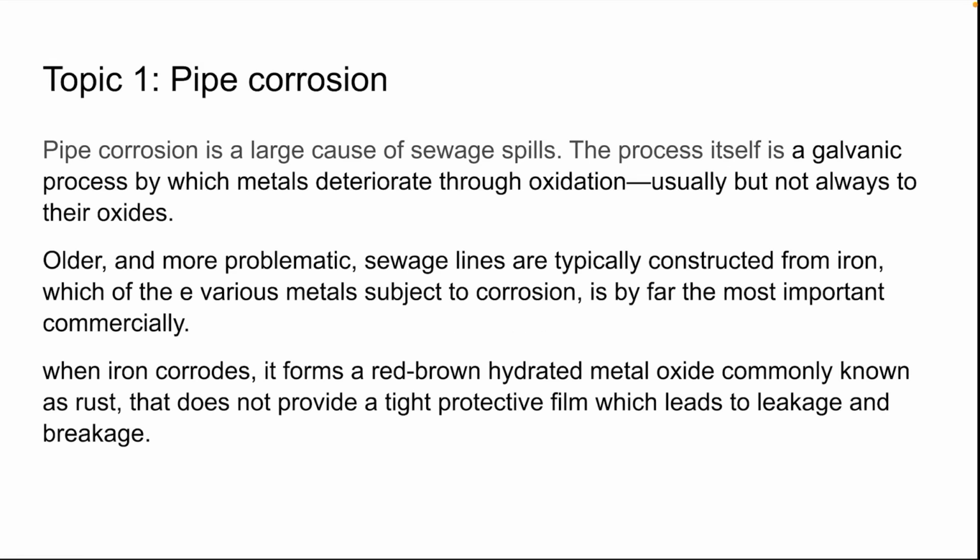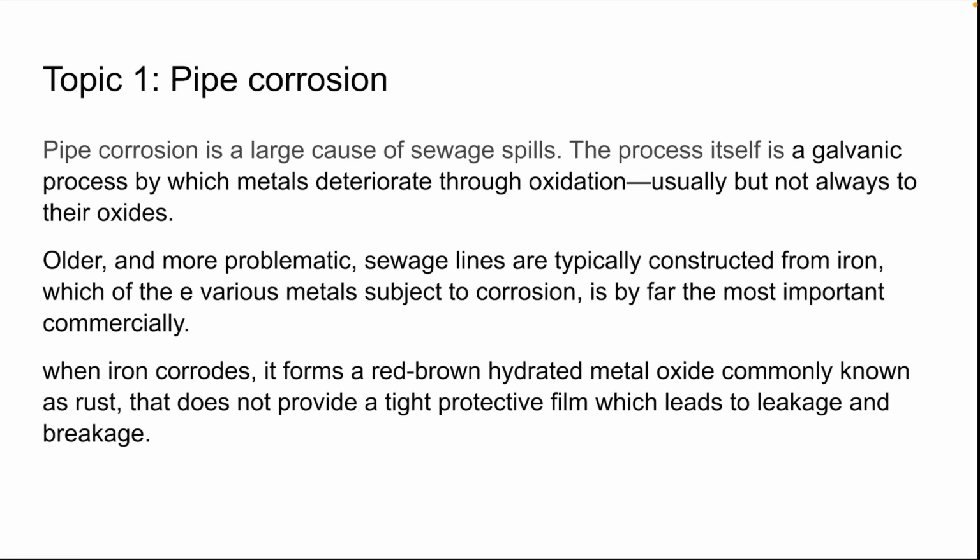I'm not covering blockages because they're not really chemistry related. People just flush stuff that isn't compatible, and tree roots sometimes grow into pipes, blocking them. But the larger cause of pipe failures, and the chemistry related one, would be pipe corrosion. Pipe corrosion is a large cause of sewage spills. The process itself is a galvanic process by which metals deteriorate through oxidation, usually but not always to their oxides.